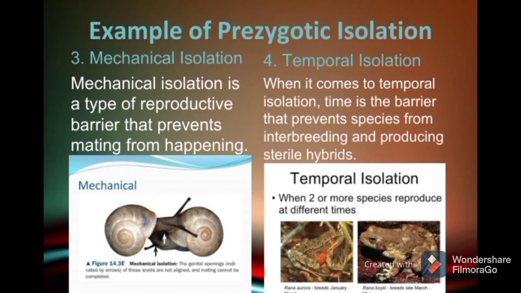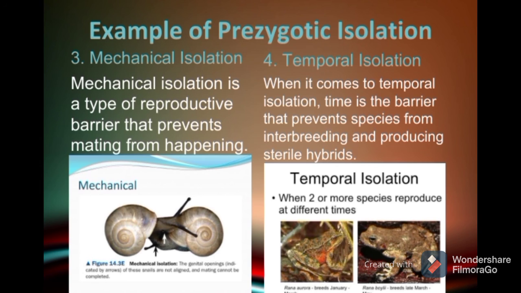Then third, we have mechanical isolation. Mechanical isolation is a type of reproductive barrier that prevents mating from happening. For mechanical isolation, we have the snail. The genital openings of these snails are not aligned, and mating cannot be completed.